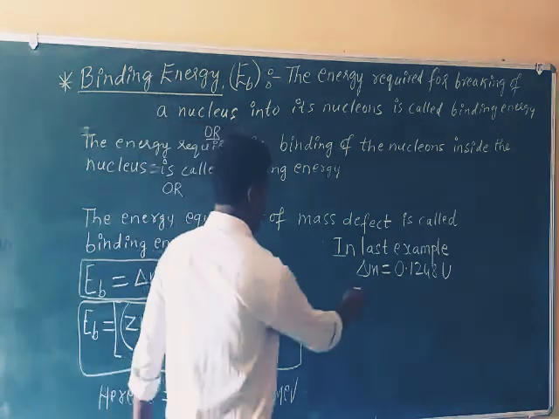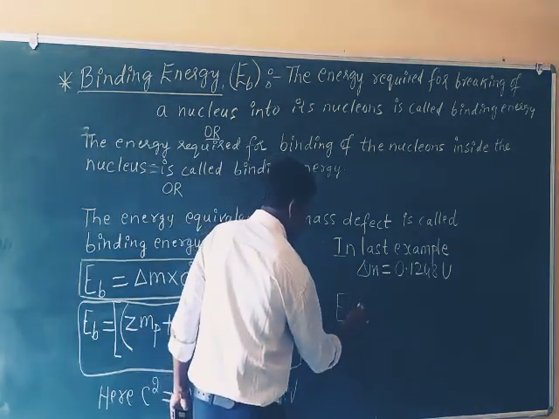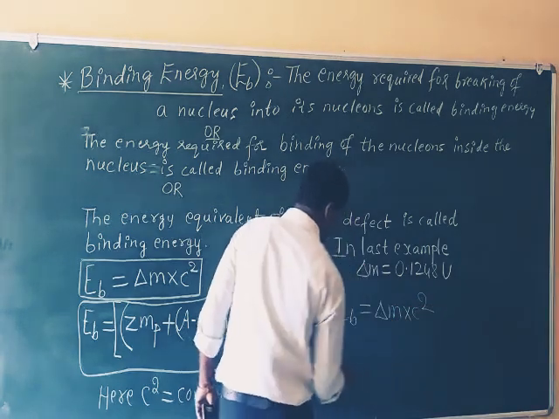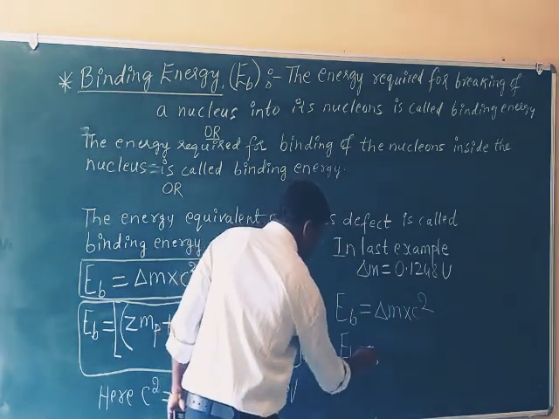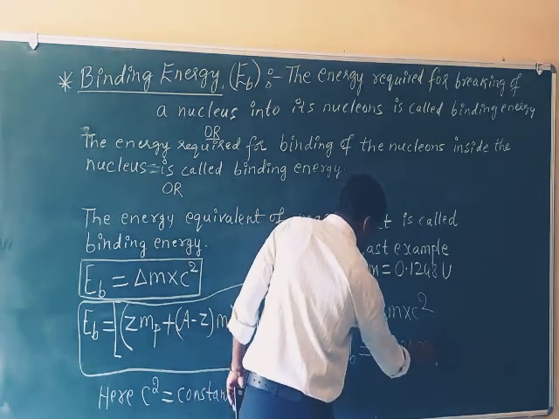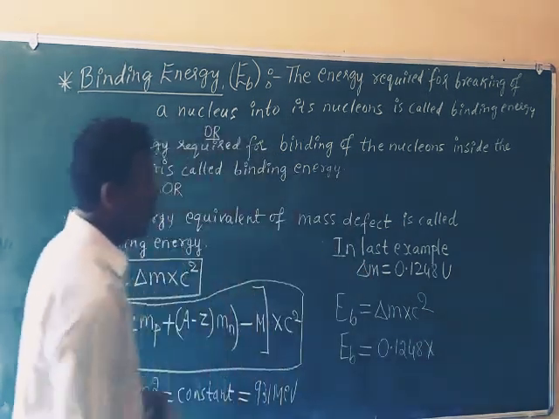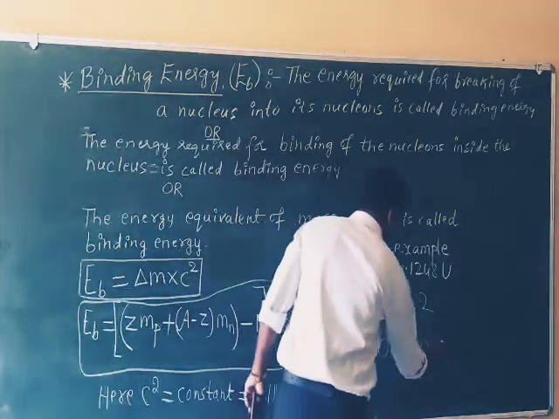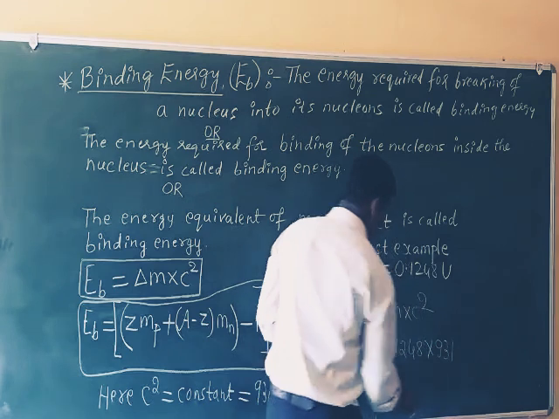So binding energy EB equals delta M into c square. This is the formula. So therefore EB equals delta M, which is 0.1248, into c square. Here c square is 931.